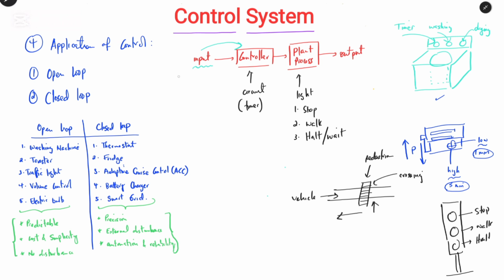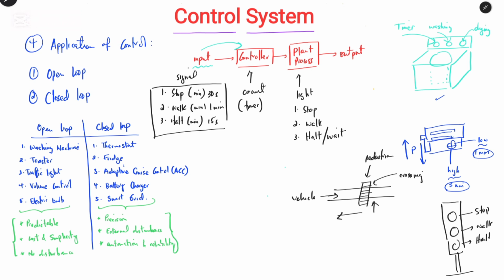The input is nothing but a signal for the light that regulates stop in terms of minutes, walk in terms of the minute, and halt in terms of the minute. So for stop, let's say 30 seconds. To walk, you have 1 minute, and to halt, let's say 15 seconds. So these are the inputs that are pre-programmed into the controller.